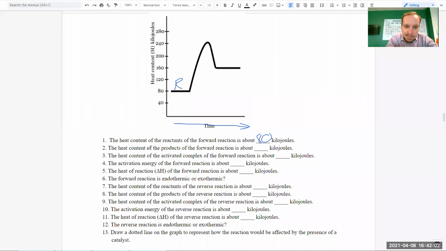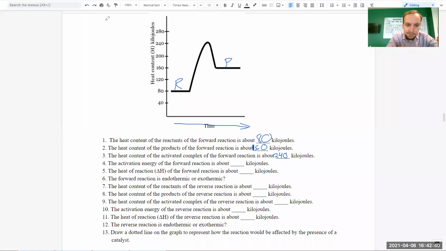Number 2, what is the heat content of the products of the forward reaction? The products, again, you know, are over here at the ending point. The products are 160 kilojoules, okay? 160 kilojoules, as you guys can see right there. Okay, next thing, number 3, the heat content of the activated complex of the forward reaction. Remember, this right here is the activated complex. So if I draw a line across the peak, it's 240 kilojoules. That is the activated complex, again, the highest point on the peak.